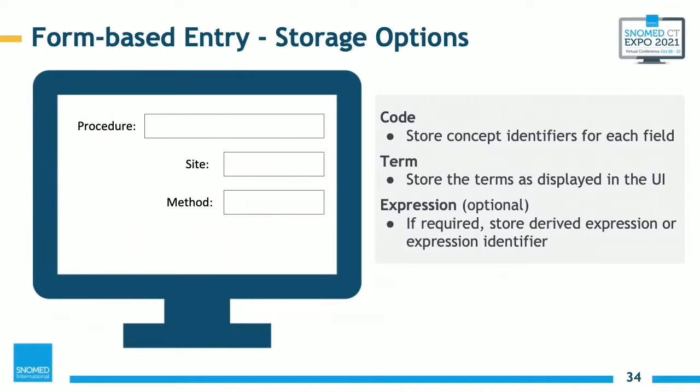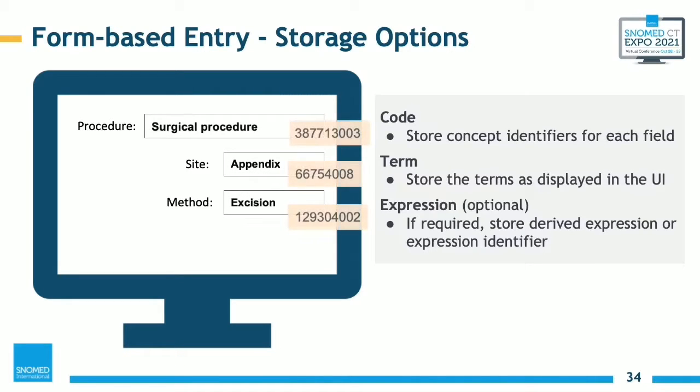When using the form-based approach for entering post-coordinated expressions, it's usually best to store the data in an information structure that matches the fields on the form, and to record the concept identifier and display term for each of the fields within that information structure. This enables the system to efficiently display health records that have been recorded previously, and also provides full traceability of what the user selected at the point of data entry.